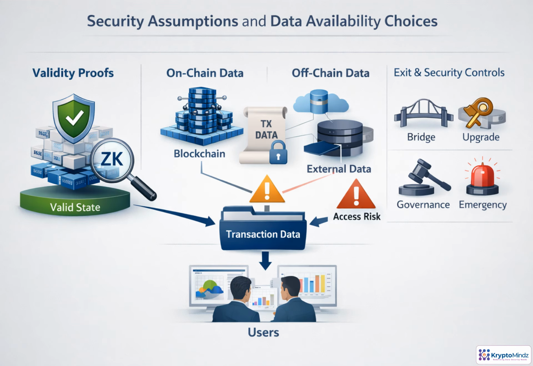A ZK proof tells users that the state transition was valid. It does not by itself guarantee that users can see the underlying transaction data. That is the data availability problem. Publishing data on-chain gives users the strongest ability to reconstruct state and exit, but it costs more. External or off-chain data can lower fees, while adding trust and liveness risk. Security also includes bridges, upgrade keys, emergency controls, and governance, because those mechanisms can change how safety works.